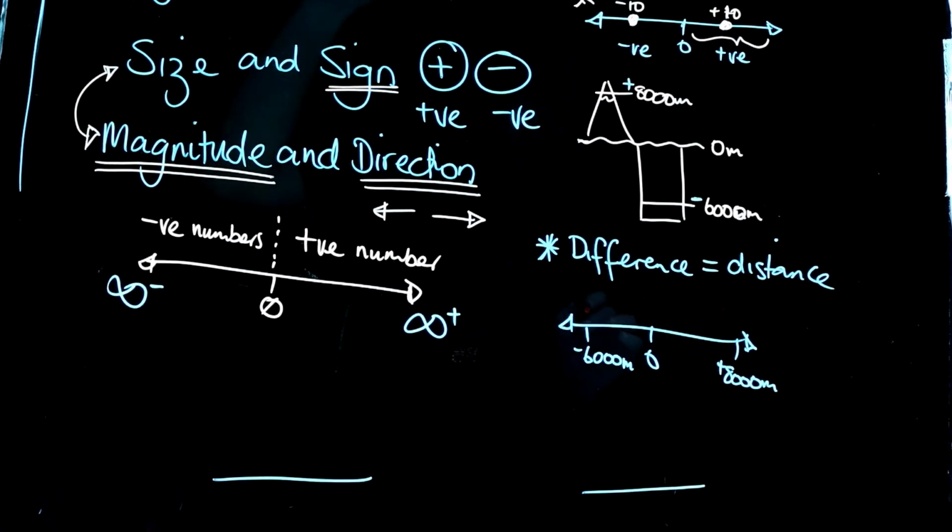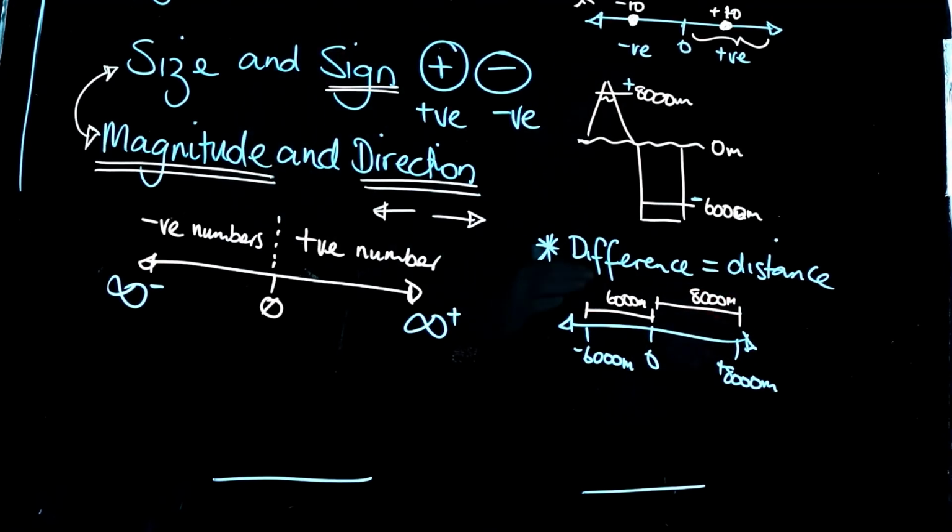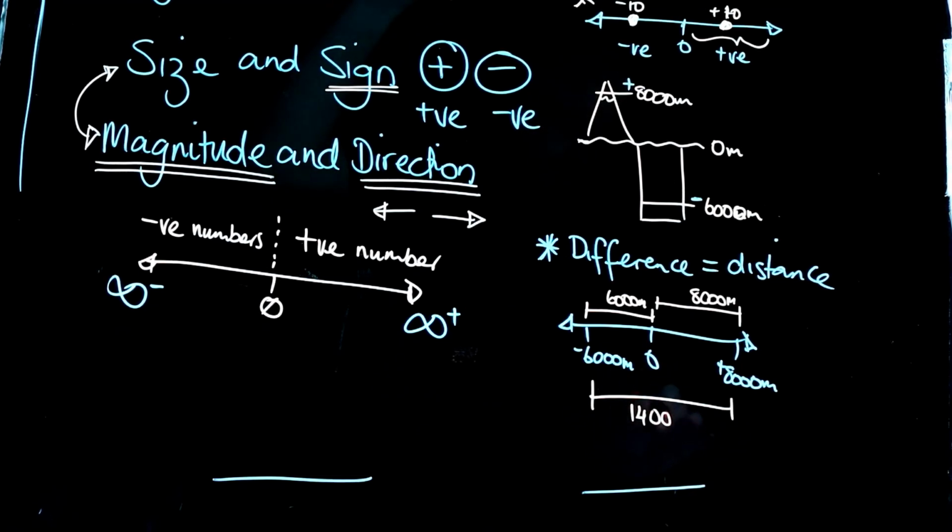So the distance from here to the surface is 6,000 meters. And then the distance from sea level to 8,000 meters on Mount Everest is 8,000 meters. From here to here, the total distance there is 14,000 meters.